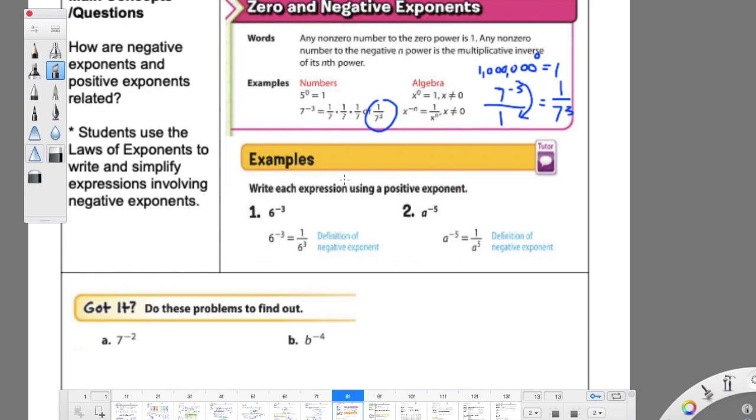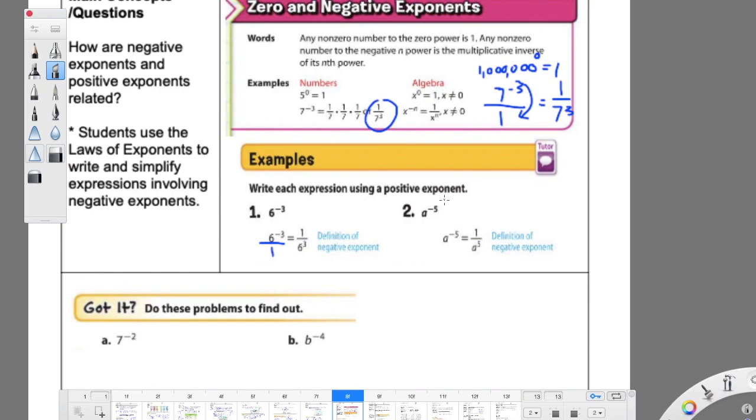So if we look at this, we have 6 to the negative 3rd. Again, it doesn't mean negative. It means it's in the wrong spot. So I need to take this 6 to the 3rd and move it to the bottom, just like they did here. 1 is left over. 6 to the 3rd. It's now positive 3 because it's in the correct place.